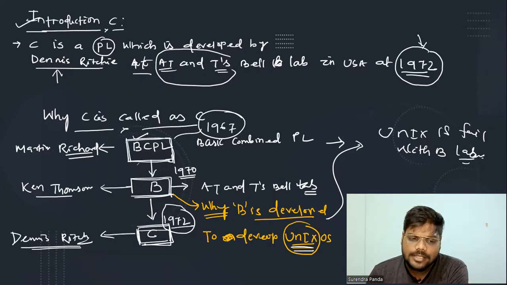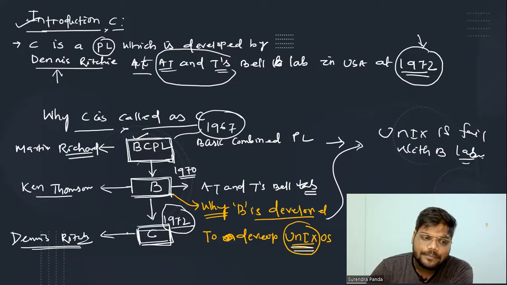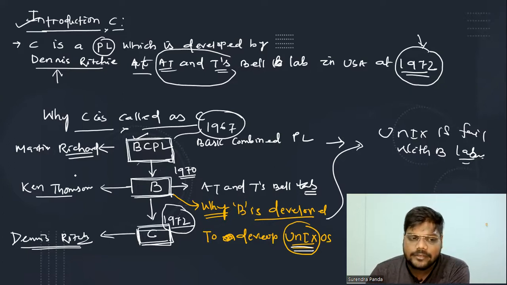Sir, why is the name C? Because Dennis Ritchie is inspired from B language as well as BCPL language. So already Ken Thompson collected the name B from the first letter of BCPL.